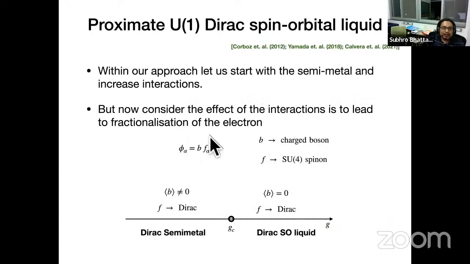And in particular, one thing that one can conceive is that you start with this Dirac metal, and within a slave fermion decomposition, one can think about gapping out the charges but keeping the fermions gapless, which can lead to a Dirac spin orbital liquid. The symmetry fractionalization pattern of such a liquid is quite different from the ones obtained from lower symmetries.